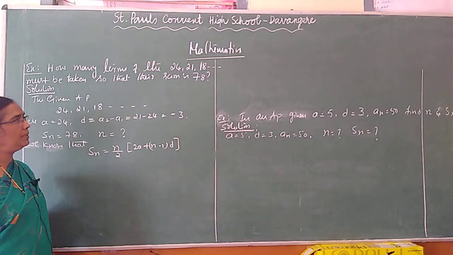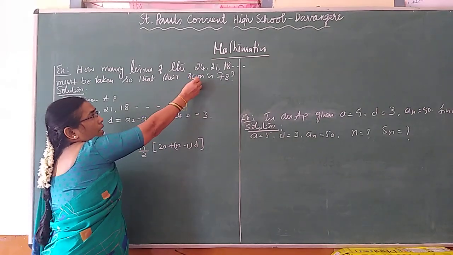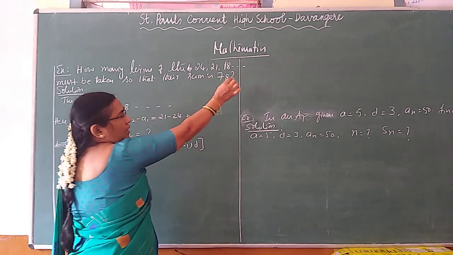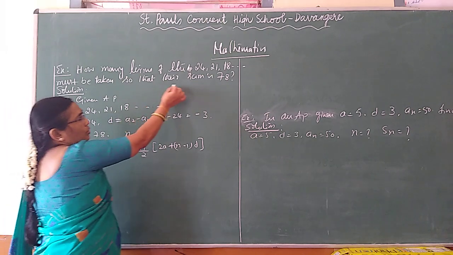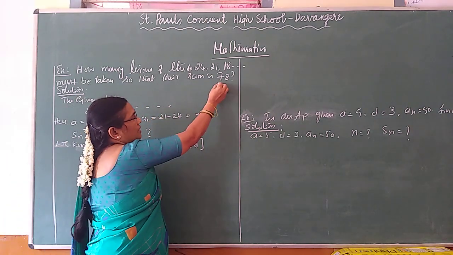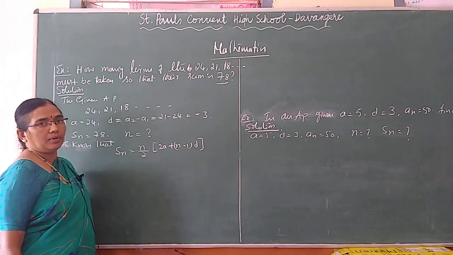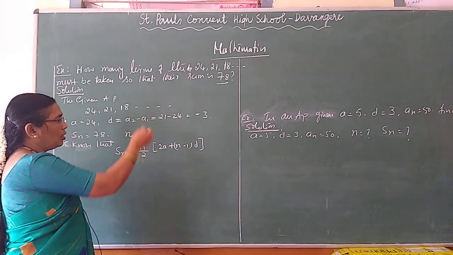So today's example is: how many terms of the AP 24, 21, 18, etc. must be taken so that their sum is 78? See, after reading the problem, please once again go through the problem properly. Then you can solve it easily.